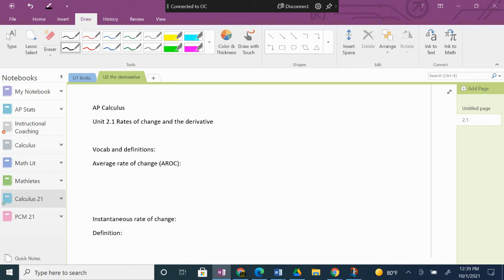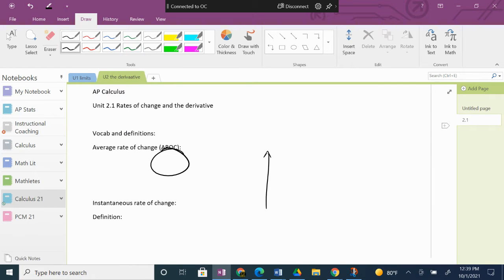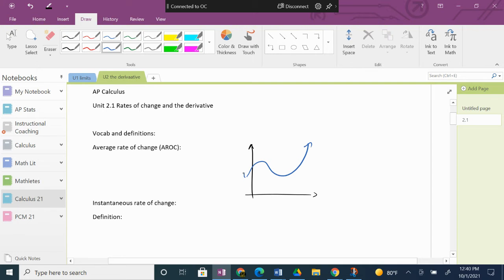This is the next chapter. This one starts by reviewing average rate of change versus instant rate of change. We've already talked about this a little bit, but it's worth going over again because it's a huge part. So average rate of change, abbreviated AROC. Average rate of change. I'm just going to draw a generic little polynomial here.